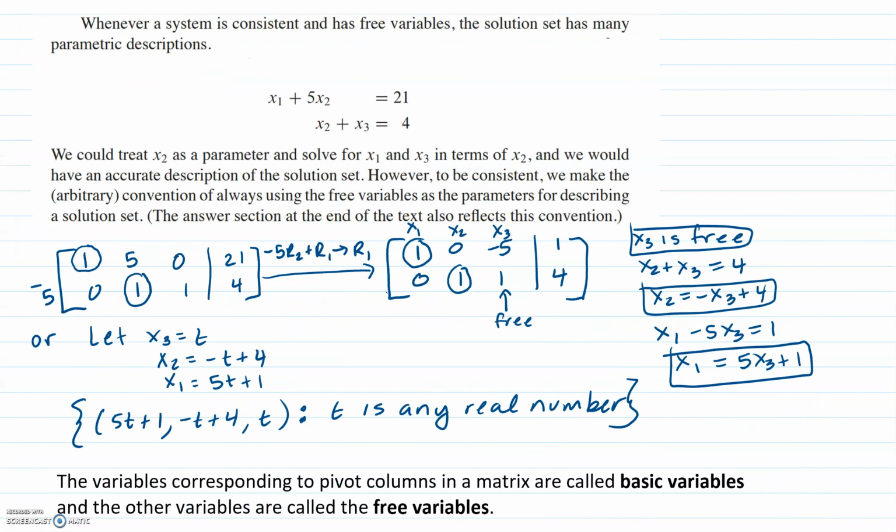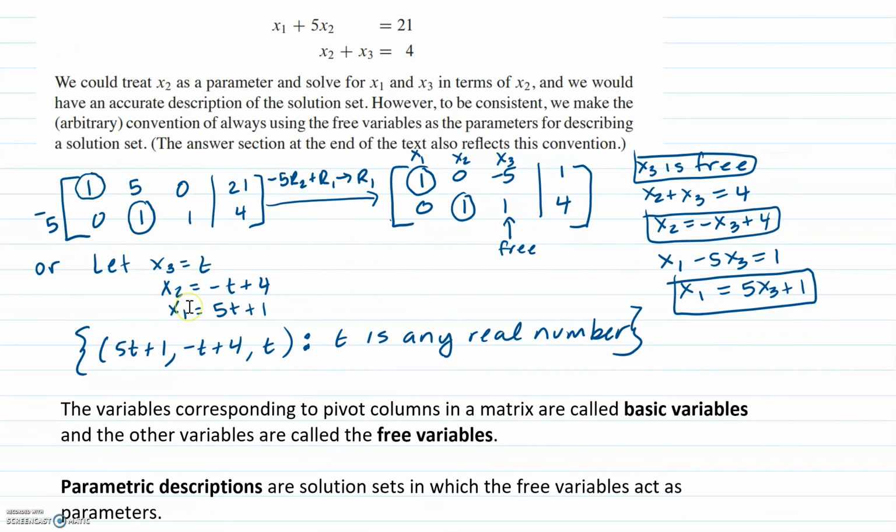So again, the variables corresponding to pivot columns in a matrix are called the basic variables. So x1 and x2 are called the basic variables, and the other variables are called the free variables. In this case, x3 is our free variable. A parametric description of solution sets is one in which the free variables act as the parameters.